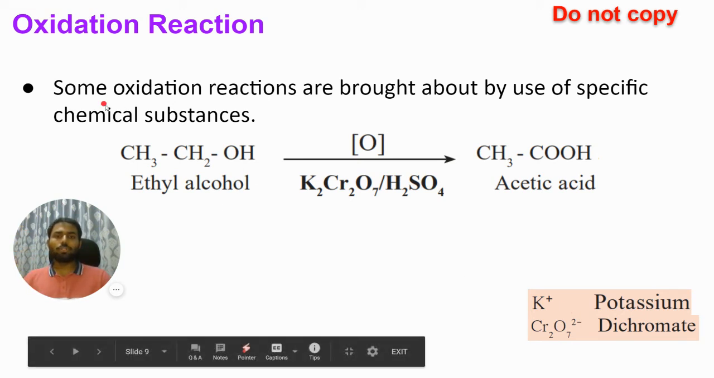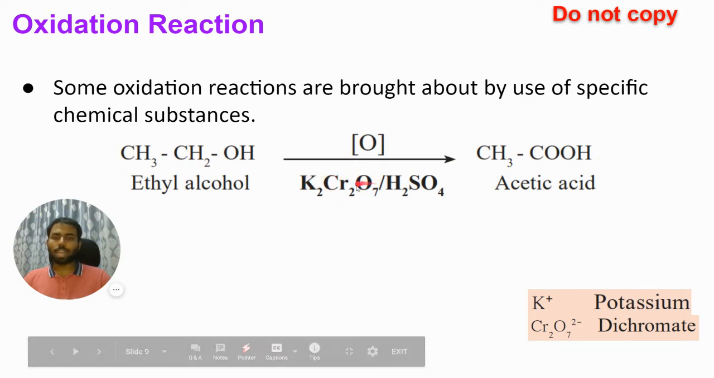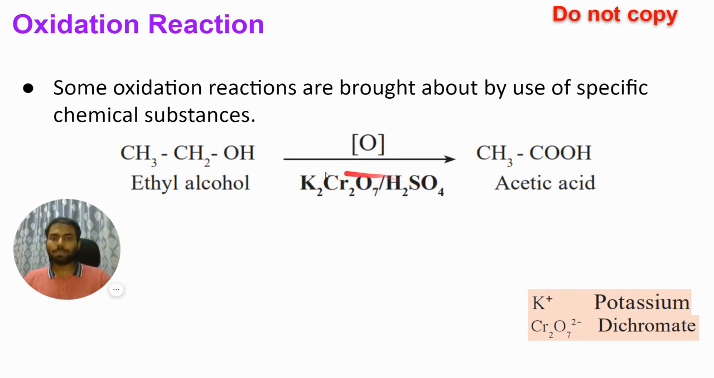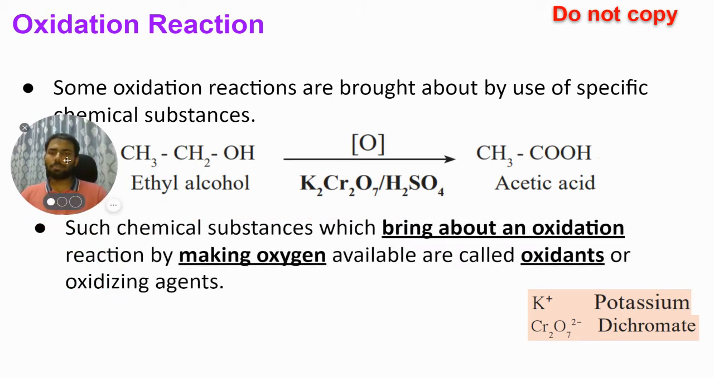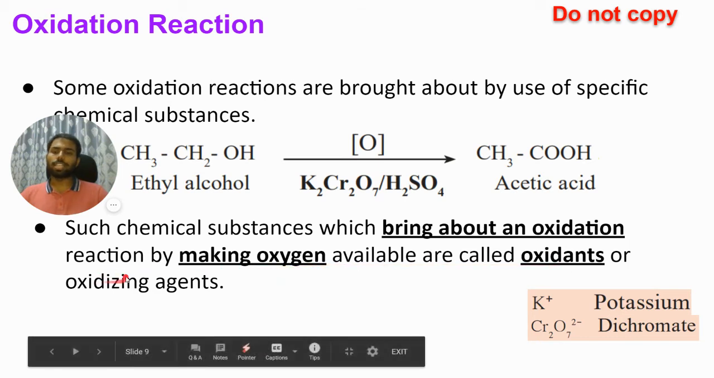Okay, so when you put acidic form of potassium dichromate, दोनों है. Okay, hydrochloric acid भी है और potassium dichromate भी है. Only then this reaction takes place. What does this mean? It means that such chemical substances which bring about an oxidation reaction by making oxygen available are called oxidants or oxidizing agents.